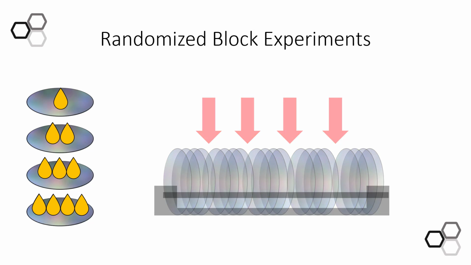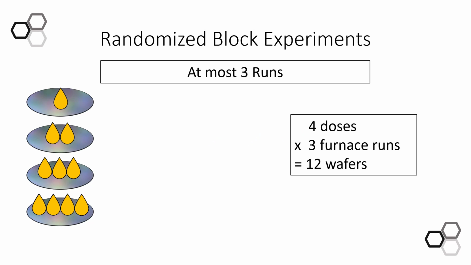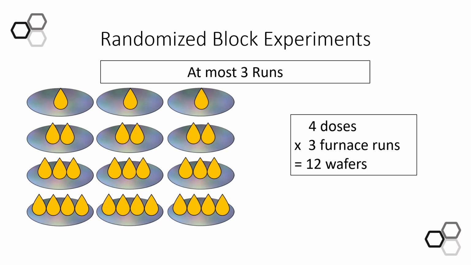Since we have to do several furnace runs, the most we could do is 3 runs. So 4 doses times 3 furnace runs equals 12 wafers that we need to test.